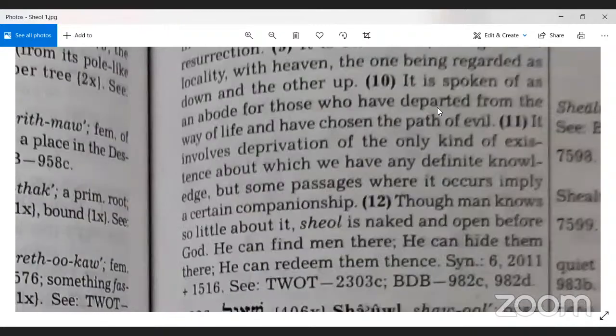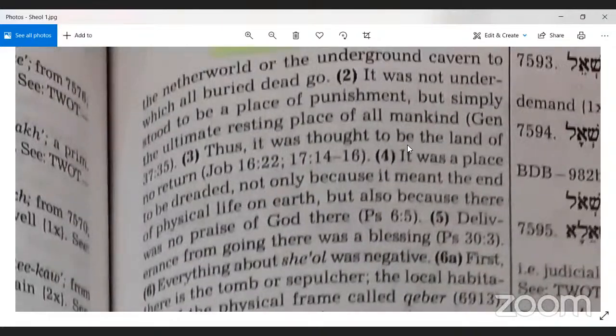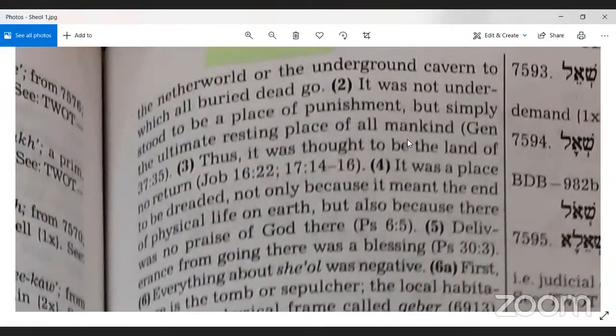Okay, where are we? Almost there. Okay, can you see that? Yes, the netherworld or the underground cavern to which all buried dead go. Two, it was not understood to be a place of punishment, but simply the ultimate resting place of all mankind.